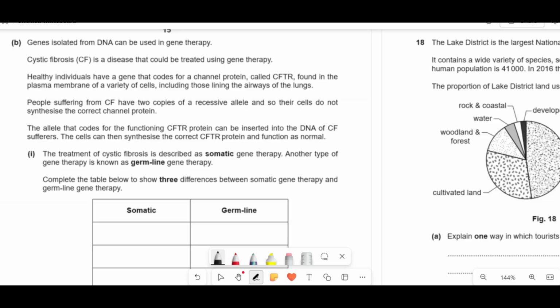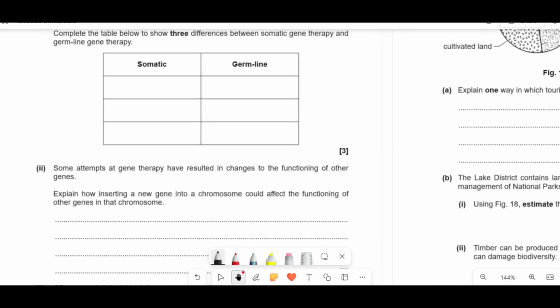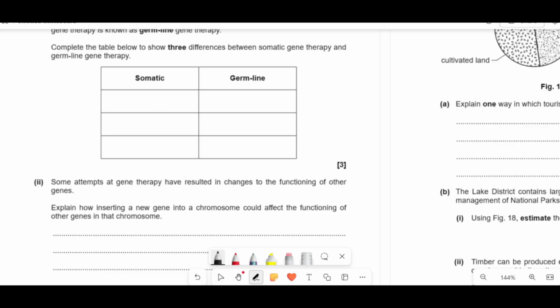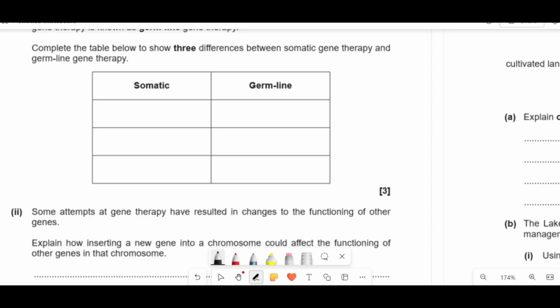Another type of gene therapy is germline. Complete the table to show 3 differences between somatic and germline therapy. So somatic, soma means body, so body cell therapy, and germline involves gametes. So you need to compare the differences.